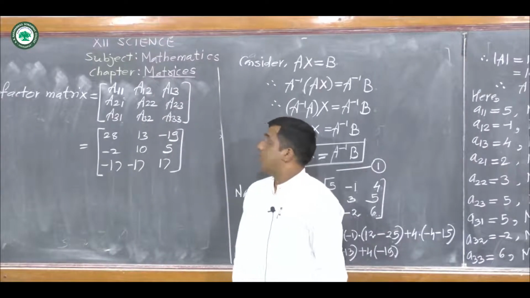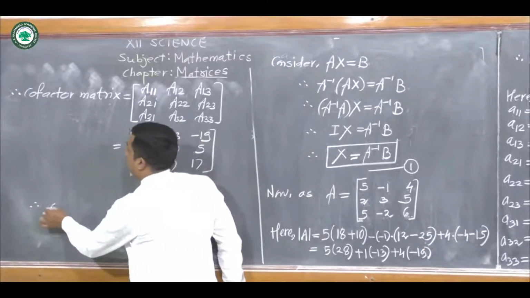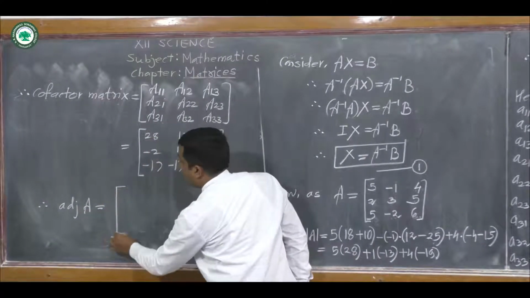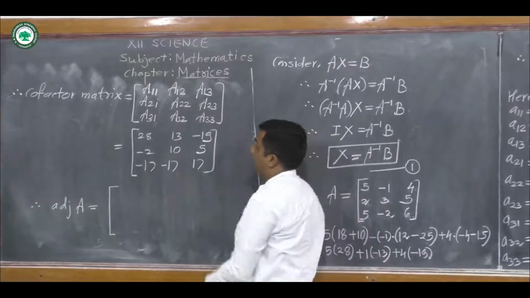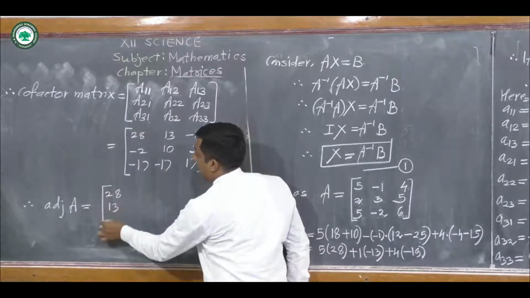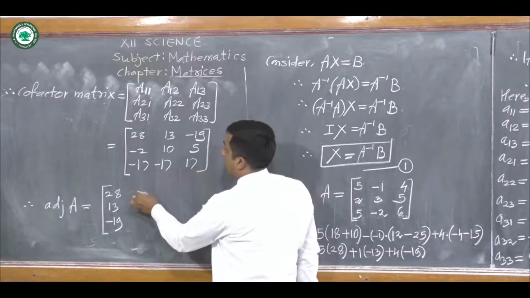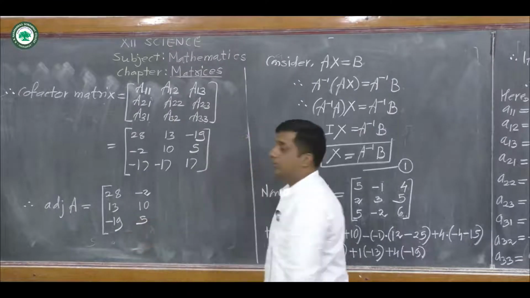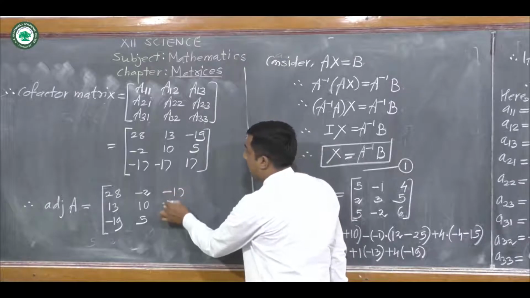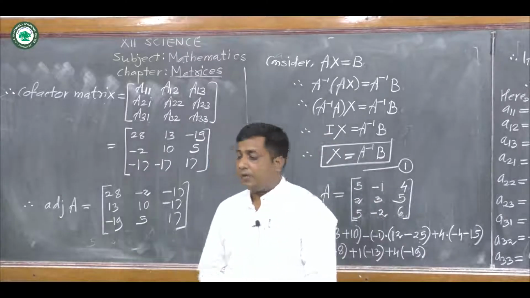Okay, now we consider the adjoint of A. We know the adjoint of A is the transpose of the cofactor matrix. Therefore, the adjoint of A is equal to, inside the matrix, for the first column we consider the elements of the first row, that is 28, 13, minus 19. For the second column we consider the elements of the second row, that is minus 2, 10, 5. Then for the third column we consider the elements of the third row, minus 17 and 17. So this is the adjoint of A.